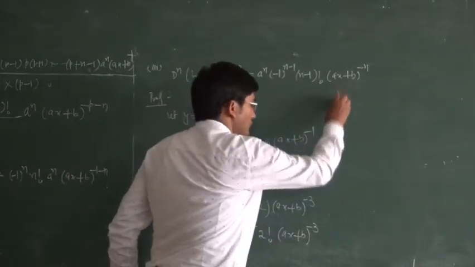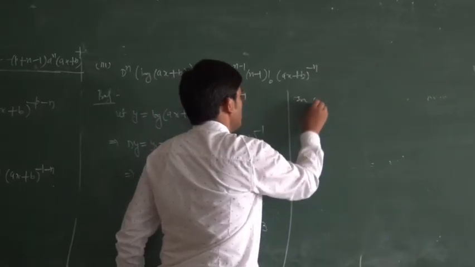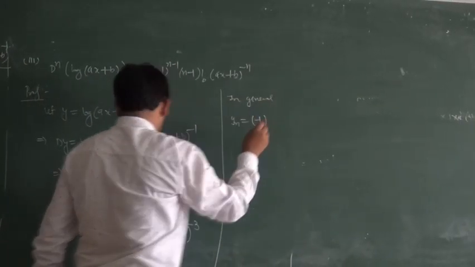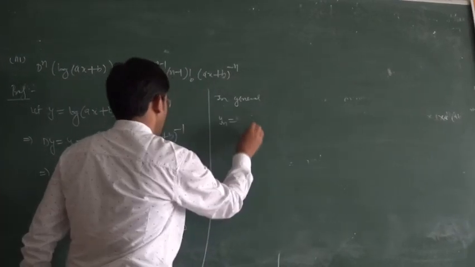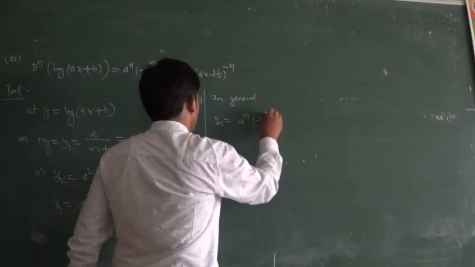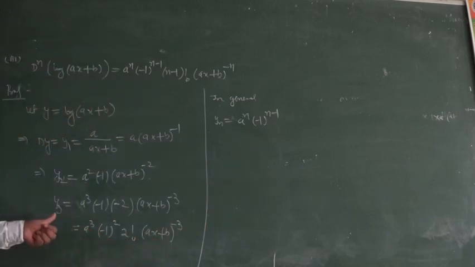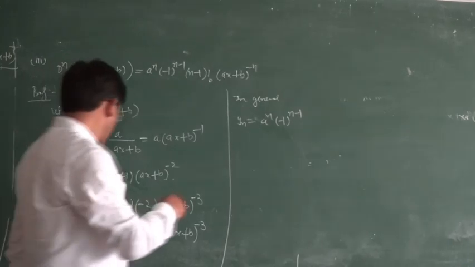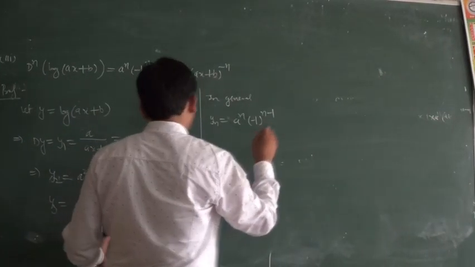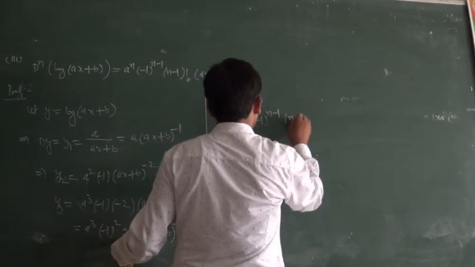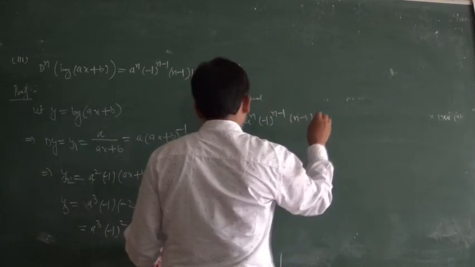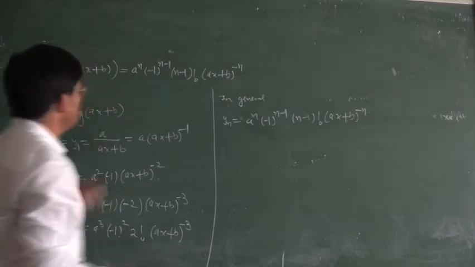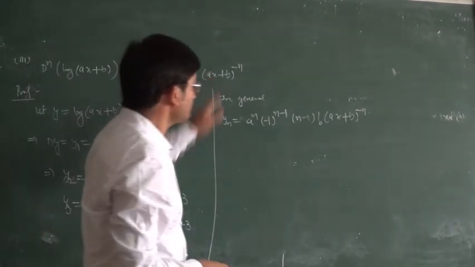So after n time differentiation, in general, our y will be a^n into (-1)^(n-1), because after 3 time differentiation we are getting (-1)^2 into factorial 2. So after n time we will have 1 less than n, so this will be your (-1)^(n-1) into (n-1) factorial into (ax+b)^(-n), and this was your answer.